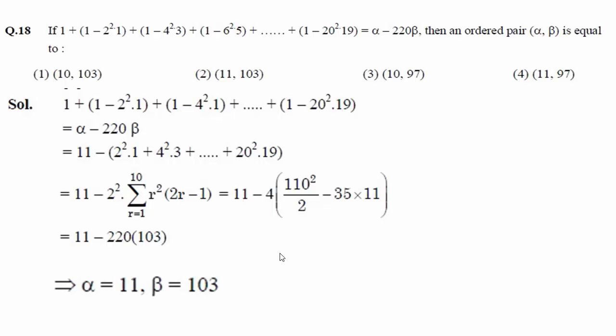This implies that alpha is equal to 11, beta equal to 103, and hence the ordered pair 2 is correct option.